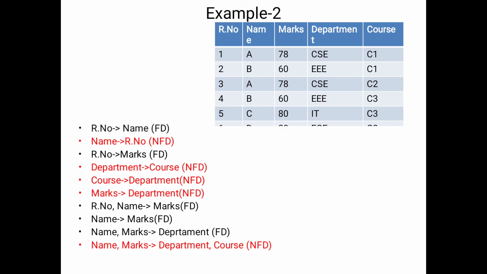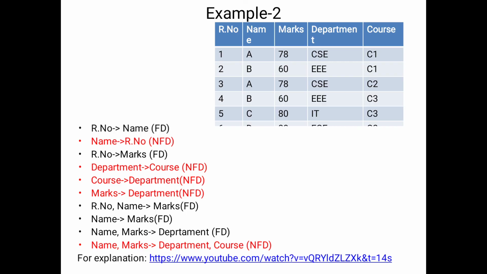Please observe name comma marks implies department. Suppose what is the department of name A, marks 78? A comma 78, department is CSC. B comma 60, department is EEE. A comma 78 is repeated once again. In the first tuple A comma 78 is available, and in the third tuple also A comma 78 is available. But in both these tuples, the answer is CSC. So no problem here. That's why this is called the functional dependency. If you want more information regarding this, please watch my previous video.